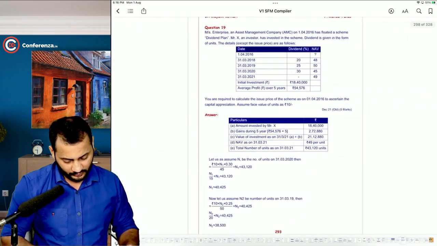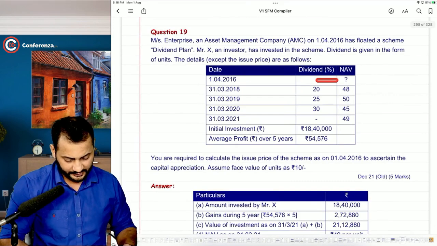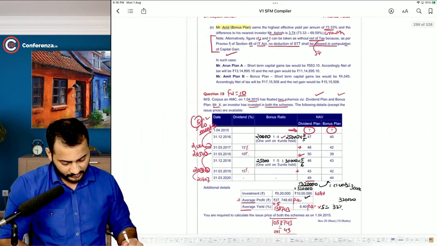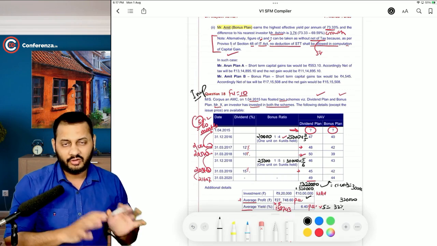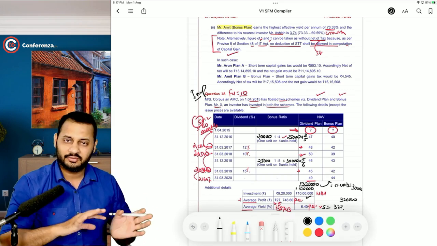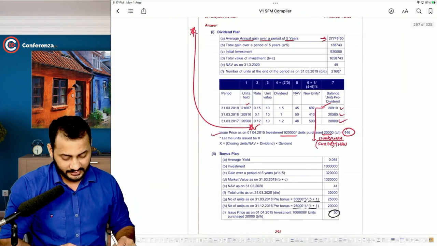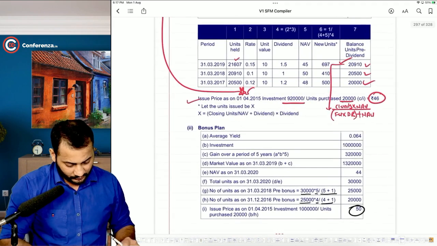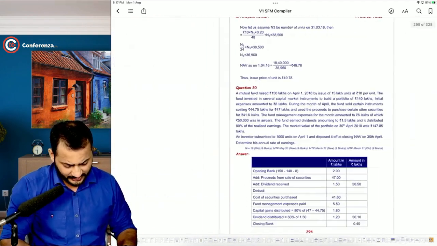Okay, let's move on to the next question now. Question number 19. I hope this question was very good, and mark it as important, because if you are able to solve this question, that means you can solve the previous ones also. Reverse calculation is not an easy task, my friend. Now let's focus on question number 19. And it's a very easy question, not that difficult.